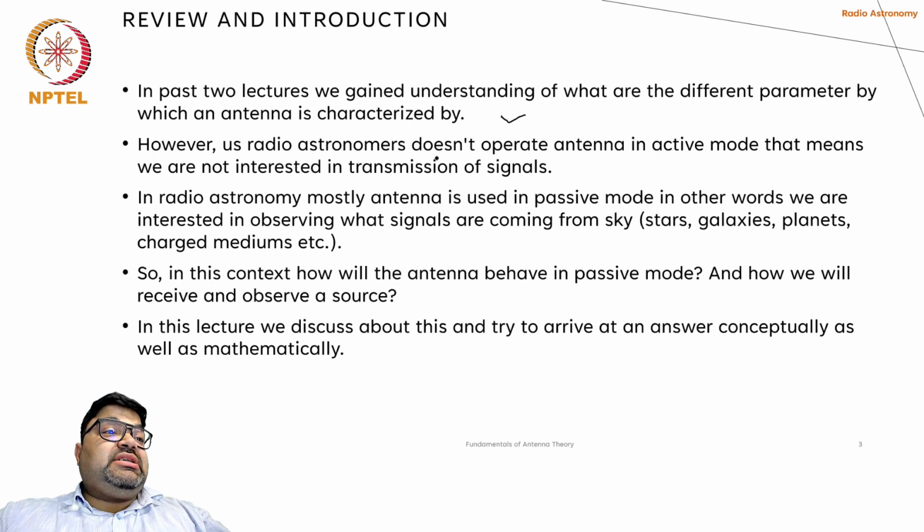In radio astronomy, mostly the antenna is used in passive mode or receiving mode. In other words, we are interested in observing what signals are coming from the stars, galaxies, other planets, etc. We are not transmitting anything. So in this context, how will the antenna behave in a passive mode, and how will we receive and observe a source? In this lecture, we discuss this and try to arrive at an answer conceptually as well as mathematically.